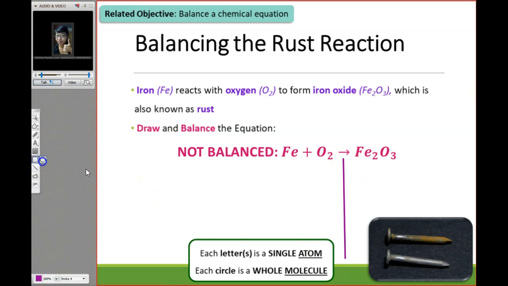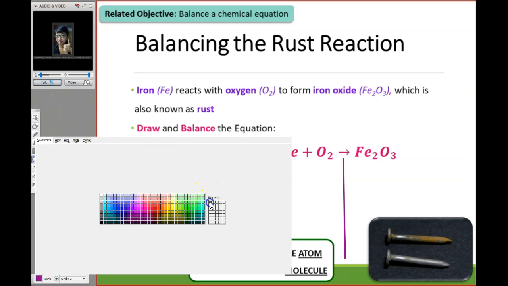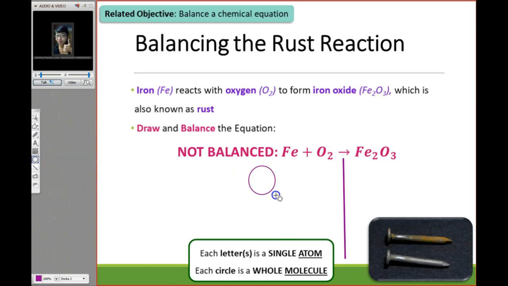And we're going to go ahead and draw our molecules. So let me grab my tools here. All right, so iron, right? I'm going to draw that as well. Iron by itself is only an atom, but we'll say that it's drawn in its own circle, oxygen in its own circle, and iron oxide in its own circle. Let's take a look here.